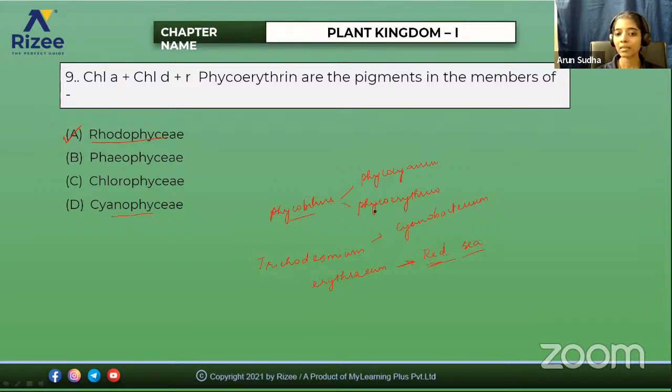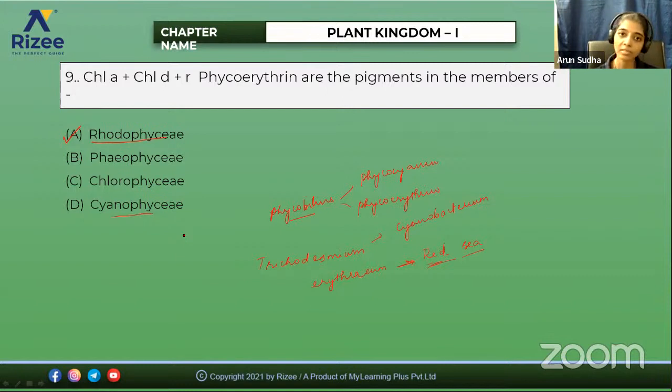So these cyanobacteria show many similarities with red algae, that is Rhodophyceae. Though it is called blue-green algae, it is now placed under the kingdom Monera. They show some similarities to algae. So I think you're clear with this now.